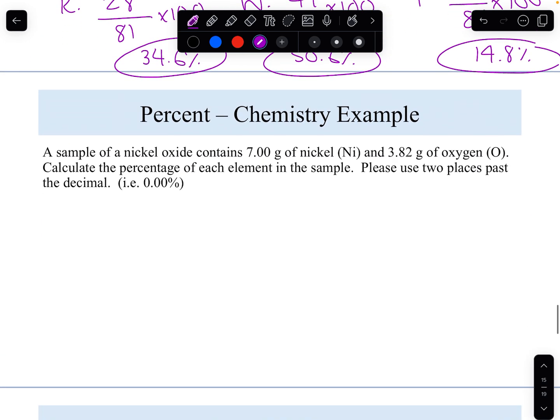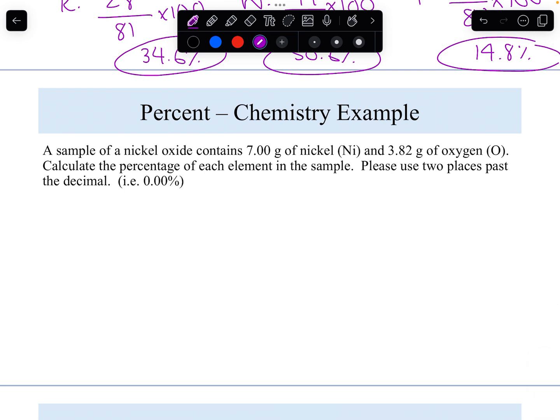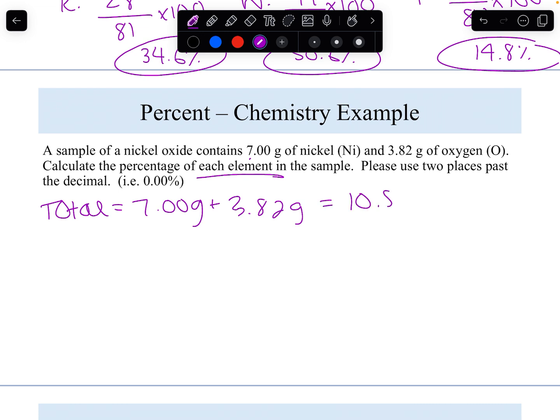Not too hard. All right, now let's do it in terms of chemistry. So we have nickel oxide, 7 grams of nickel, 3.82 grams of oxygen. Calculate the percent of each element, 2 places past the decimal point. So I'm going to do the same thing. I'm going to get my total. I'm going to add up my 7 grams plus my 3.82 grams. And I'm going to get 10.82 grams.